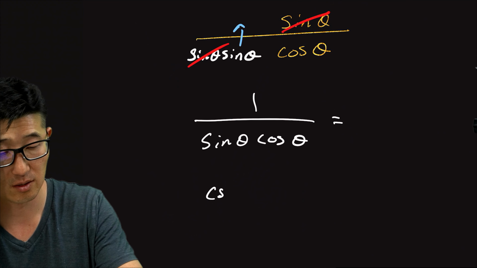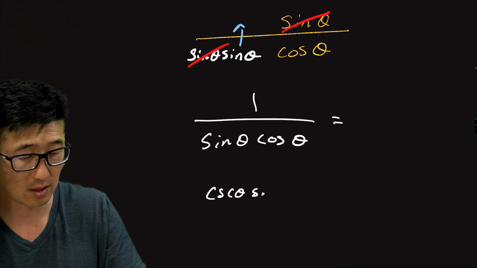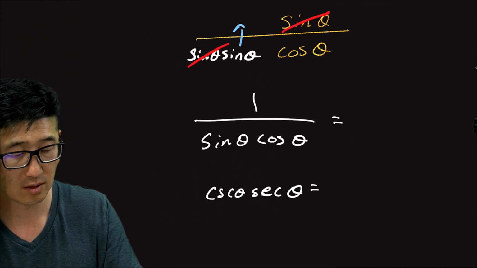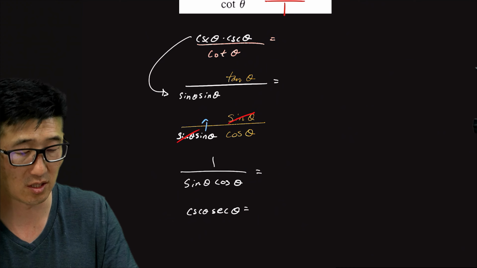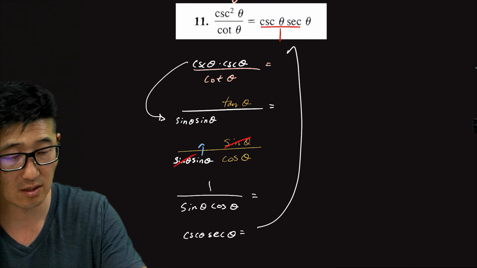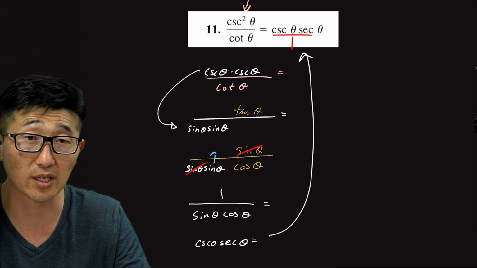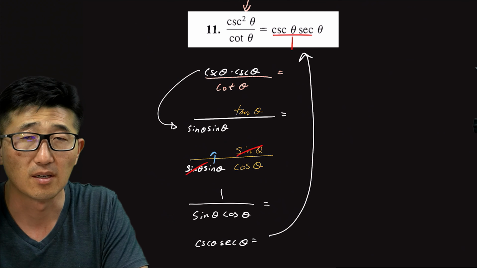cosecant theta and secant what? Secant theta. Yeah, which is exactly what the other side has. So your goal is basically to make it look like the other side. Mm-hmm. Okay.